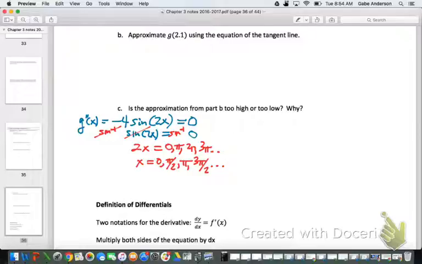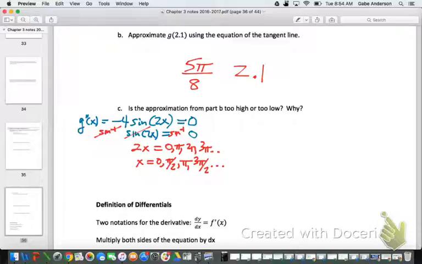What was the x value for the point of tangency? 5 pi over 8. I'll just write that up here because I've got space. You can write it wherever you want. And then what was the x value that we used to approximate with? 2.1. Now if I wrote a good question, both of those numbers should fall within the same interval of those intervals we just made. Make sense? Both of the numbers, right?